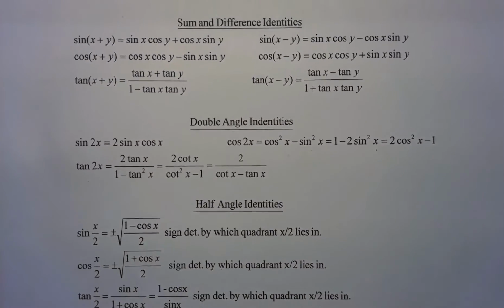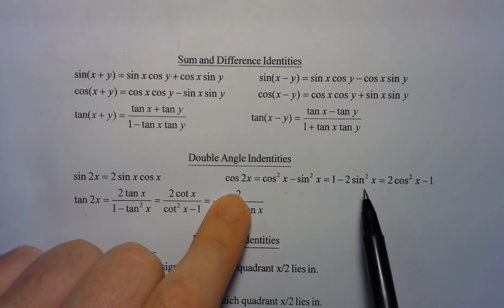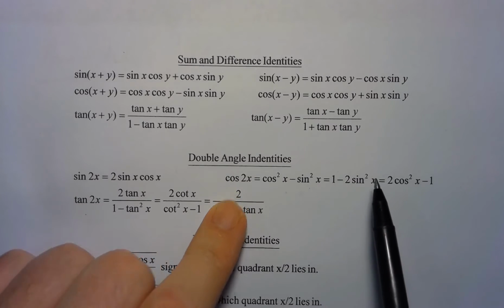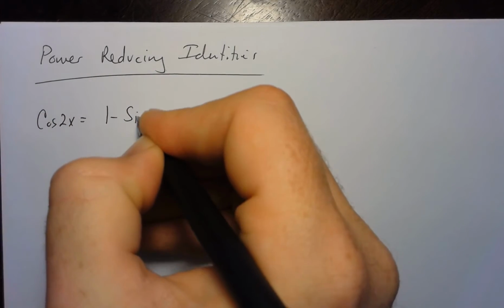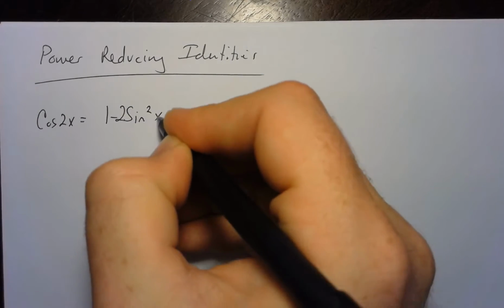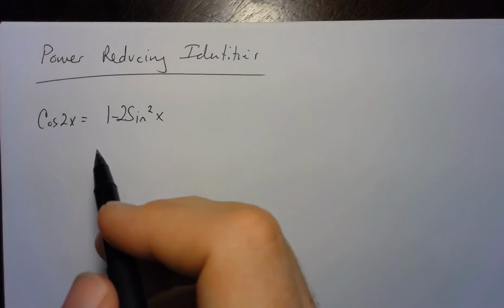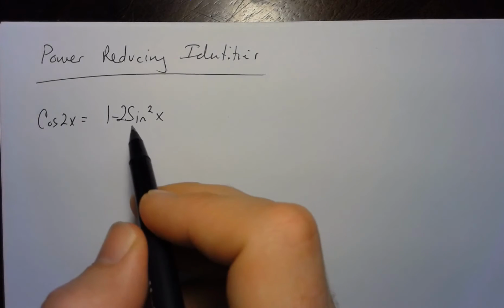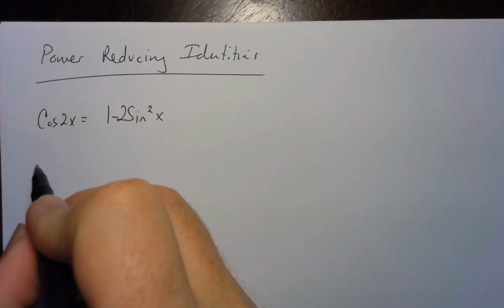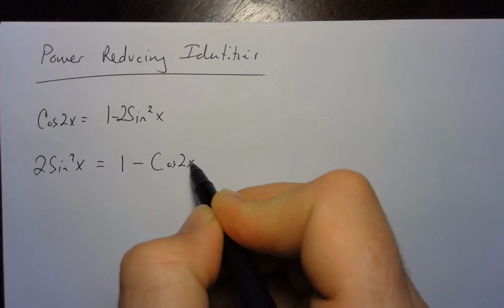If we look back up at any of these identities up here, we'll actually start with this one right here. Notice how there's 1 minus 2 sine squared of x equals cosine of 2x. If I were to rewrite that one down, cosine of 2x equals 1 minus 2 sine squared x, and we were to solve this equation for sine squared x, we will then come to the conclusion of that power-reducing identity. So I'm going to go ahead and add the 2 sine squared to both sides, and I'll subtract the cosine of 2x, giving me 2 sine squared x equals 1 minus cosine of 2x.